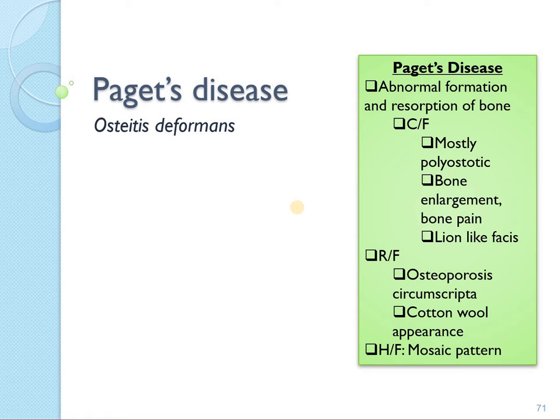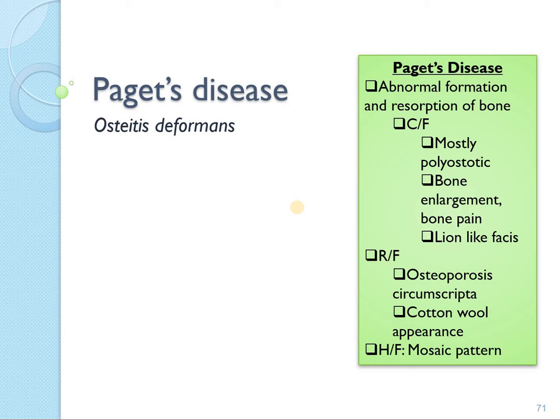This video is going to talk about Paget's disease. Paget's disease is also called osteitis deformans. It is a disease of old age. The main problem with Paget's disease is abnormal formation and resorption of the bone. Clinically, the bone keeps on enlarging, giving rise to constriction of the foramina within the bone, and this compresses the nerves, giving rise to bone pain.